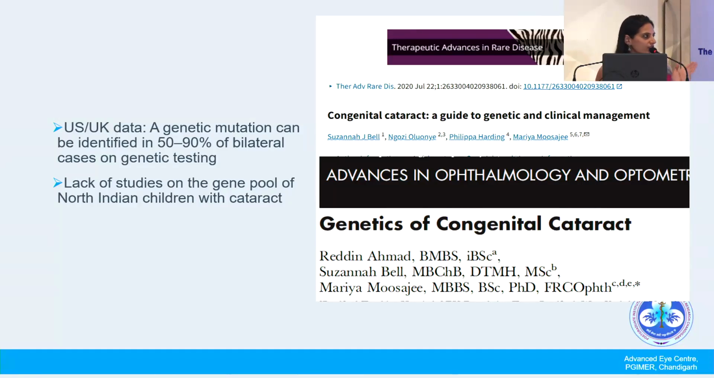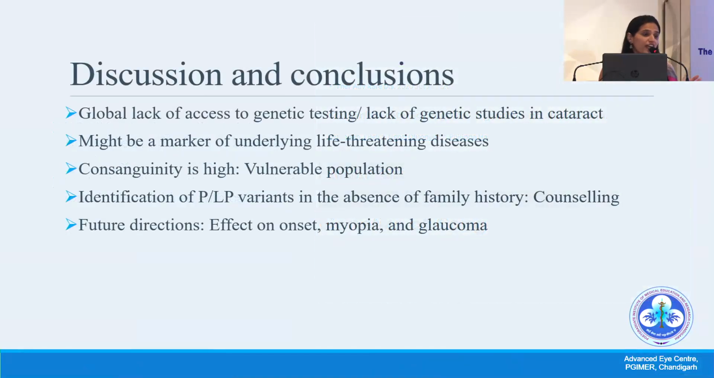Mosaji here, because I really love her article on genetics of congenital cataract. We have a large mutation rate identified in the US and UK data, and we have a lack of genetic studies in cataract particularly. So there might be underlying mutations that we are missing, which might be life-saving for the kid. The rate of consanguinity is very high. We are a very vulnerable population, and we have to identify and report our variants, because the future is genetics.